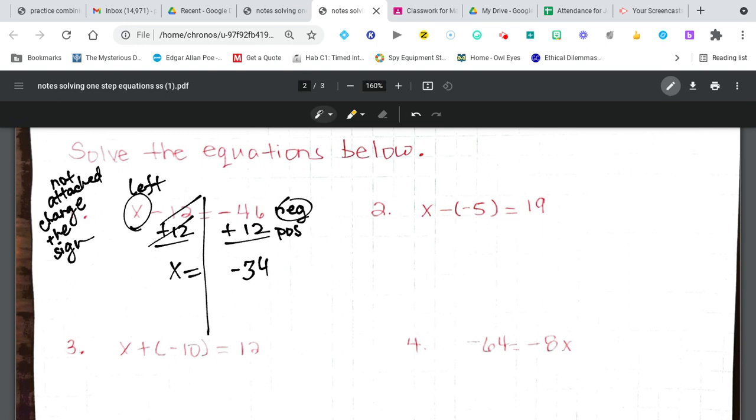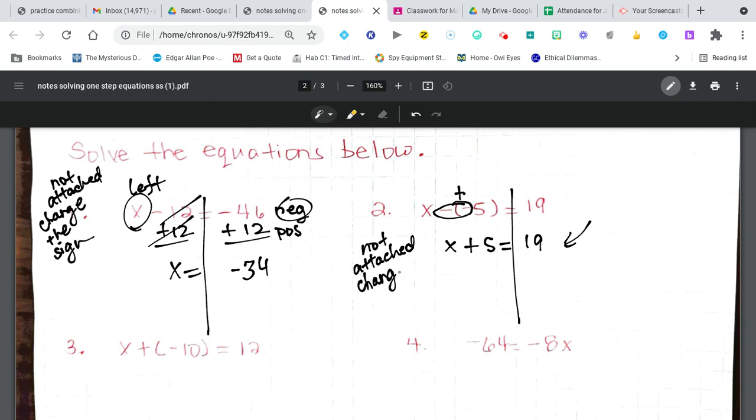You got to be careful on something like number 2. The reason being is because this double negative is a plus. Okay? So basically, guys, this is just x plus 5 equals to 19. That's really what it is. So I'm going to work this one. Well, plus 5 is not attached. So again, if it's not attached, all you're going to do is change the sign.